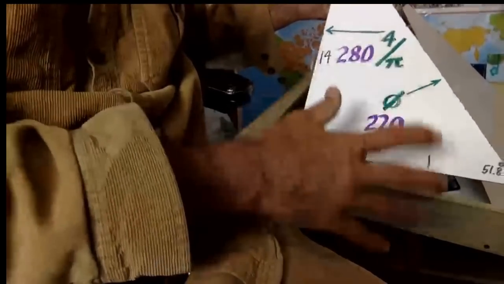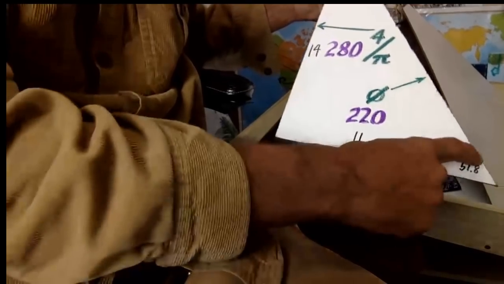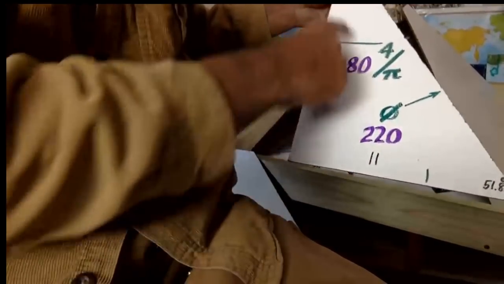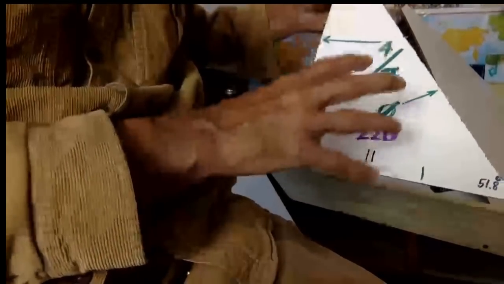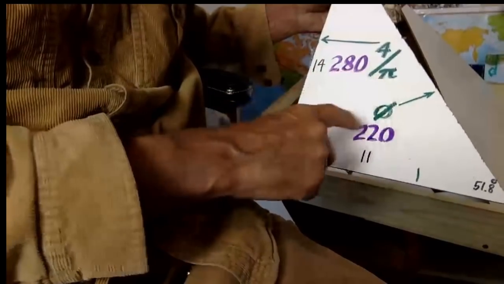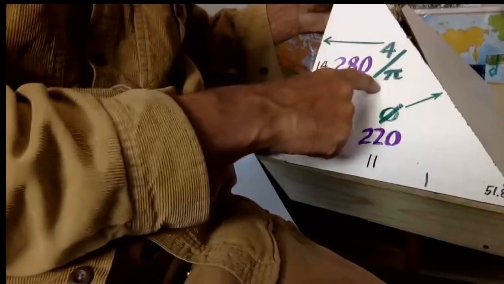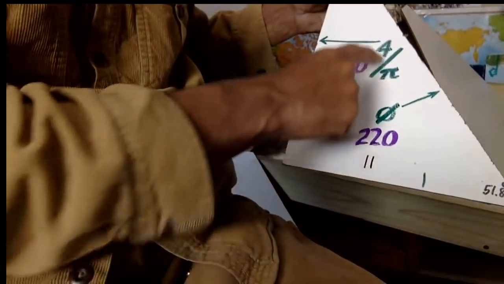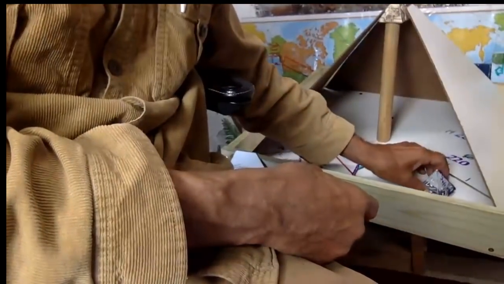Or to use the actual measurements inside the Great Pyramid, 220 royal cubits here on the base and 280 royal cubits height, which shows two universal constants, because this side is 4 over pi, which makes this angle phi. Two of the most recognized constants are there. What else is inside the Great Pyramid?